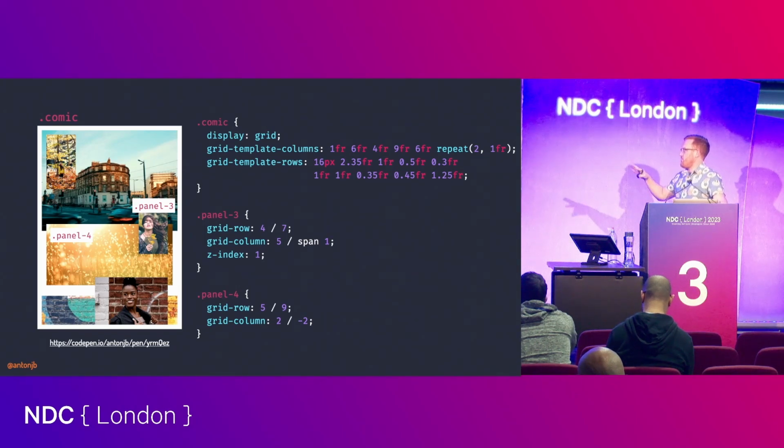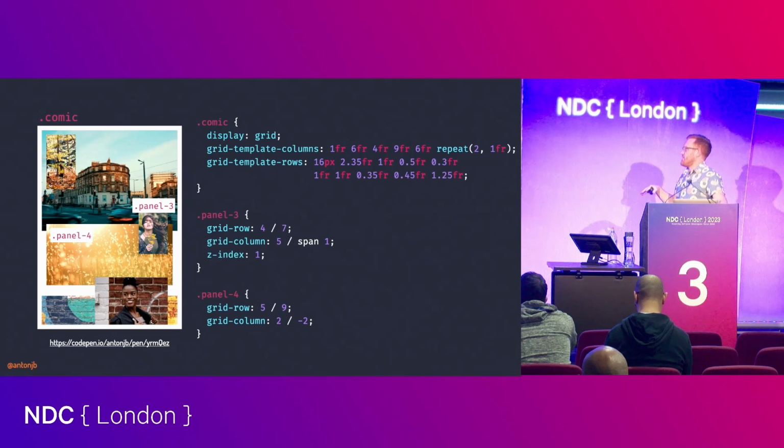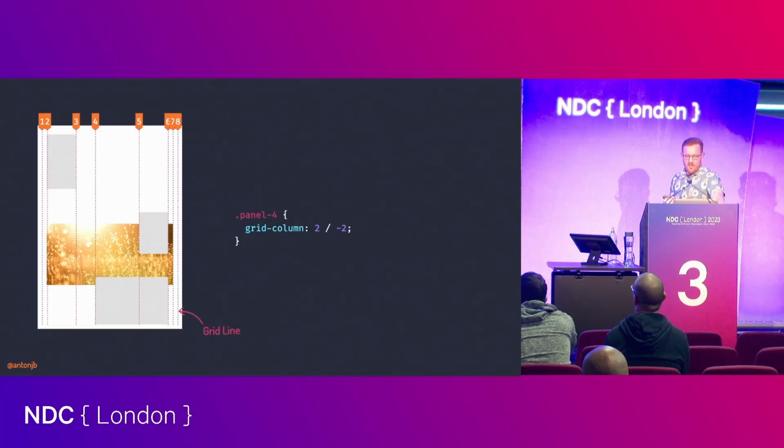And then panel 4, which is kind of the field there, we can say grid row 5 through to 9, and then the grid column we're going to say 2 through to -2. And so the -2 is sort of a standout there. Like, where does that come from?